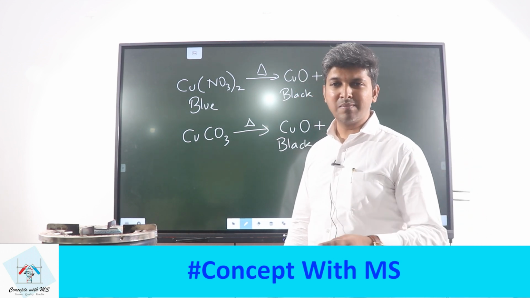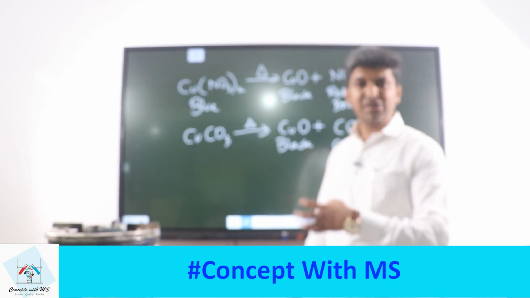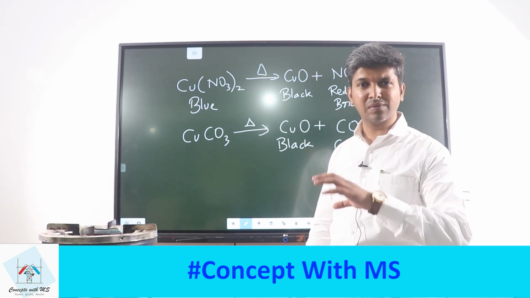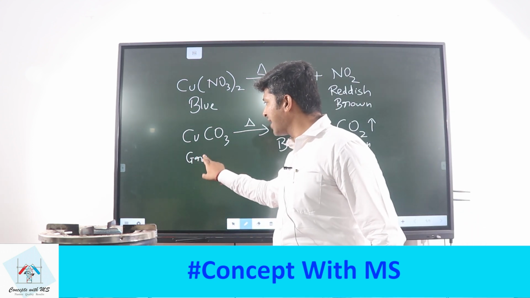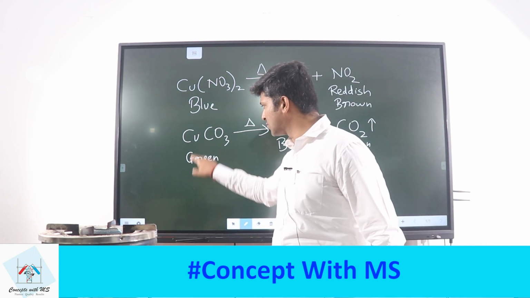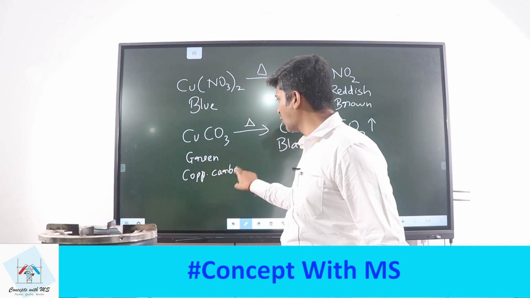You can check it with litmus paper or with lime water. Lime water will be turned milky with carbon dioxide, or else you can also check it with KMnO4. KMnO4 solution will have no effect on carbon dioxide. It's the sulfur dioxide which has an effect on KMnO4. This was green colored copper carbonate.